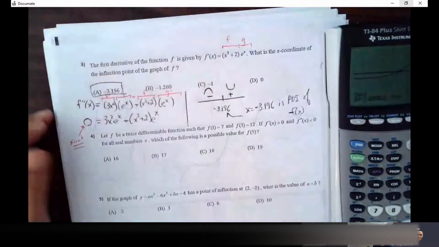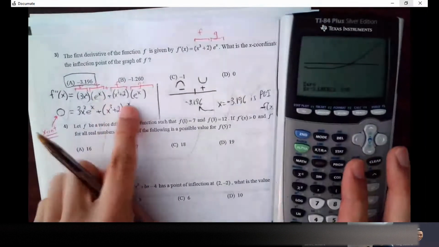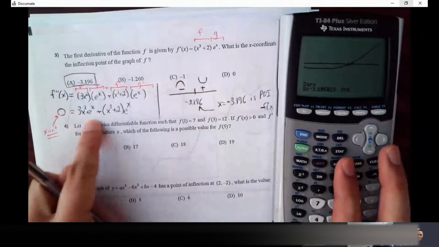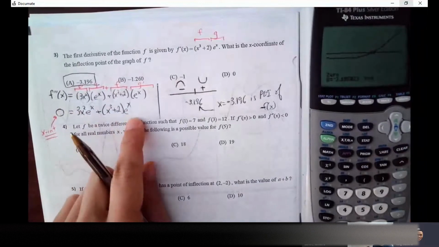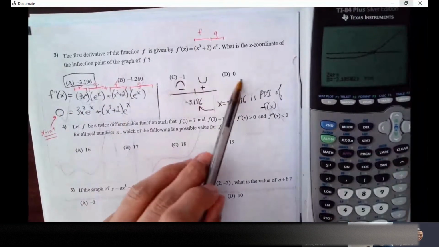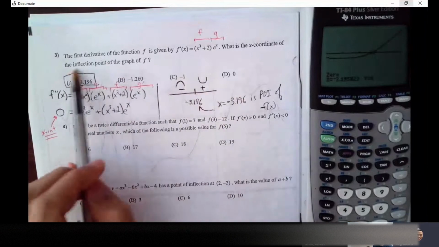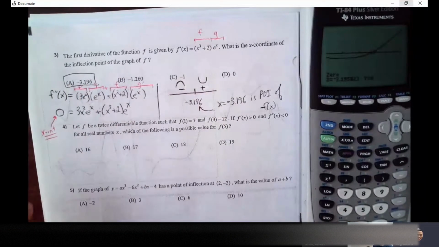Yeah, numsolve can also do this for us. We just enter this in, on one side, set equal to 0, solve for x, and then we can start at any value near these points, and this should be able to identify that negative 3.196 as well.